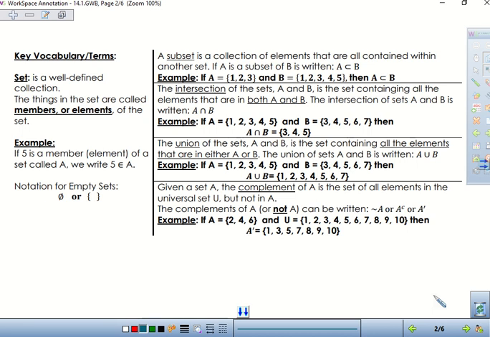Okay. An example of that would be... you guys in the back, can we pay attention, please?